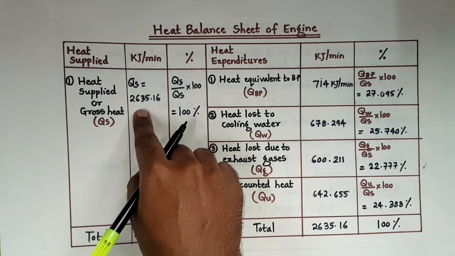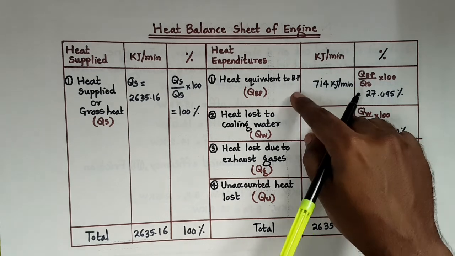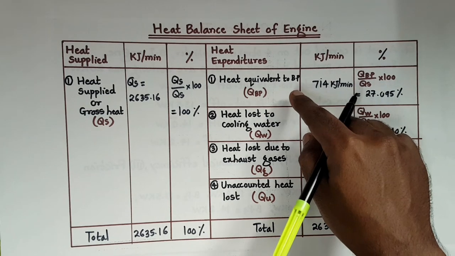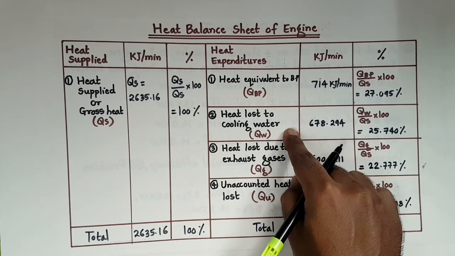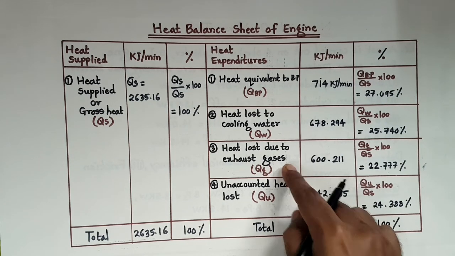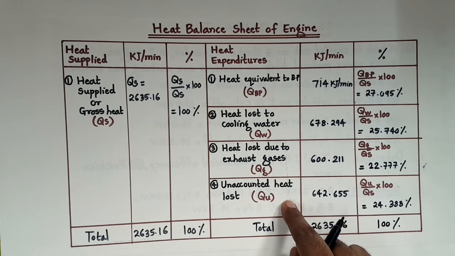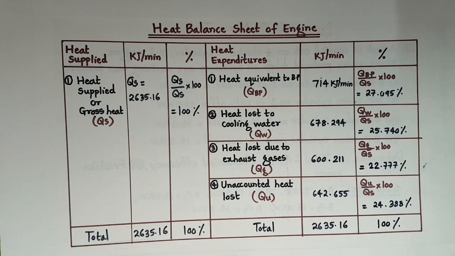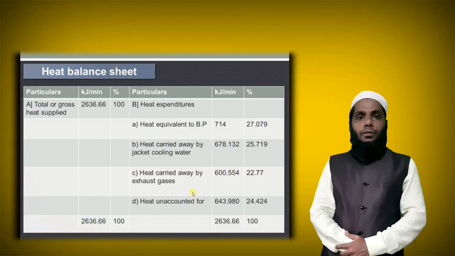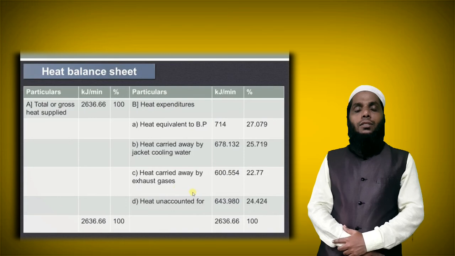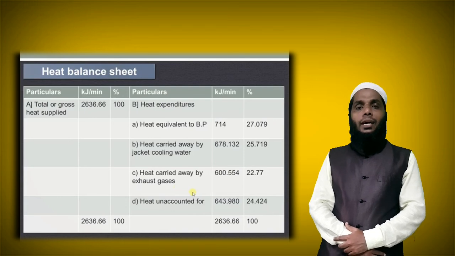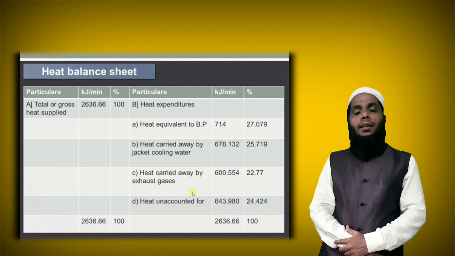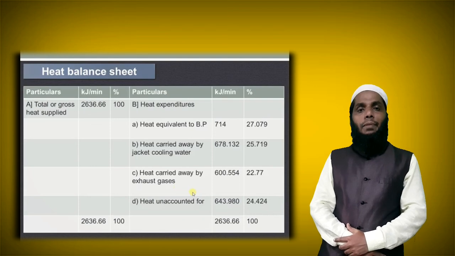So whatever amount of heat supplied has been utilized in various expenses like heat equivalent to BP, heat equivalent to cooling water, heat equivalent to exhaust gases, and heat equivalent to unaccounted heat loss. Those are the miscellaneous causes where heat loss takes place. So this is about the heat balance sheet of an engine. Hope, dear students, you understood about the heat balance sheet, how much heat is supplied and how it is utilized in various expenses.